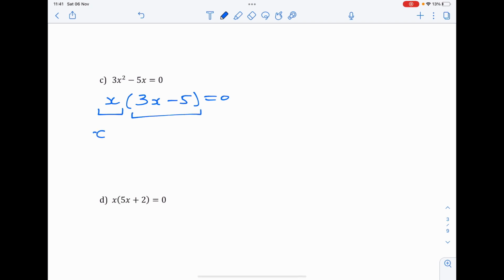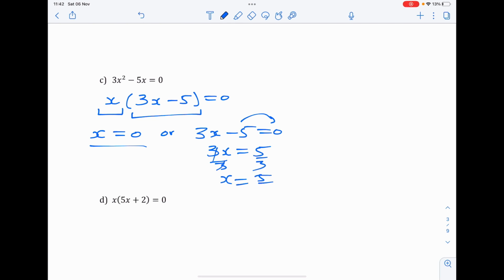So we still make each factor equal to 0. So x = 0, or 3x - 5 = 0. Obviously, x = 0 is already solved, so that's the one solution. The other solution would be 3x = 5. The 5 taken over becomes positive. And we divide both sides by 3. So x is equal to 5 over 3. And there's your two solutions, 0 and 5 over 3.